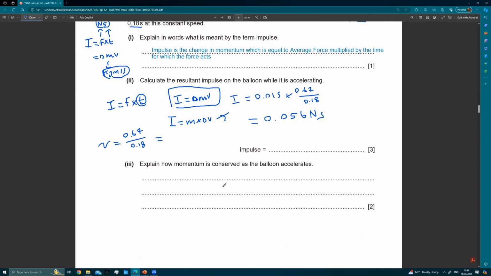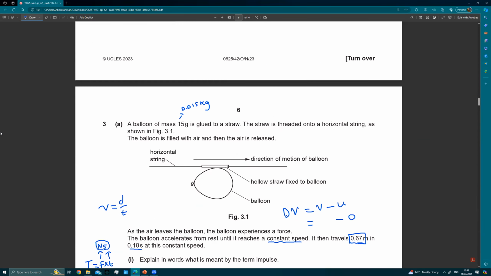Explain how momentum is conserved as the ball accelerates. So we know the ball is going to accelerate in this direction. But how is momentum conserved? Well, before you let go, the momentum of the ball was 0. The initial momentum, mass times velocity, was 0 because the velocity was 0, it was at rest. So the momentum after must also be equal to 0.